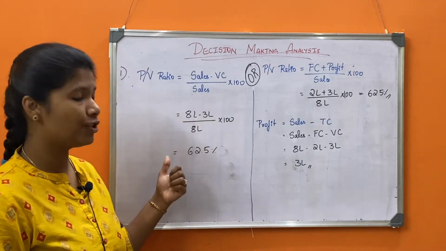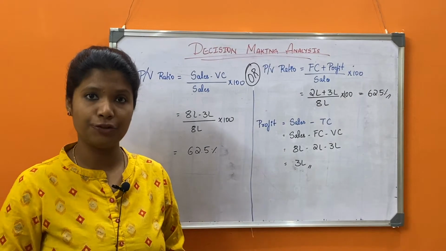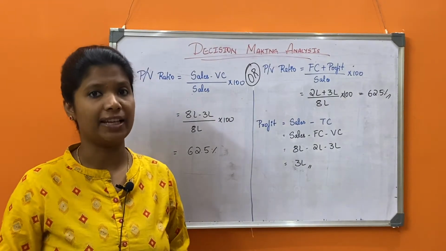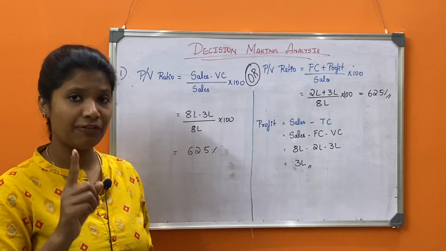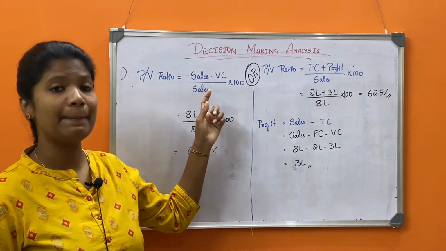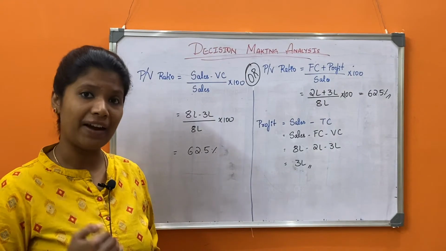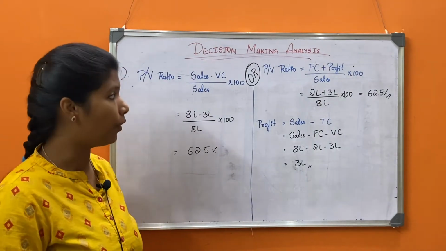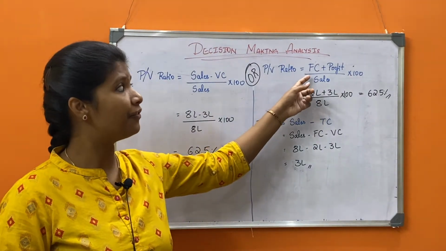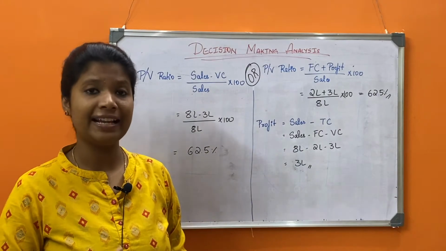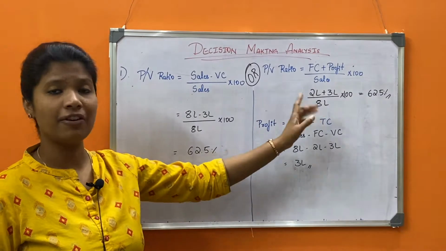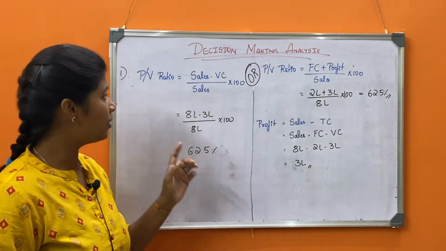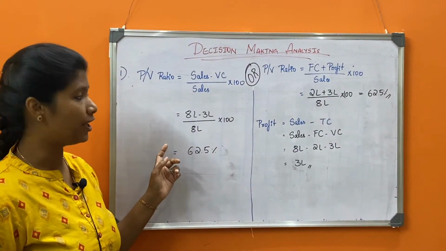So the first question, as we look at the screen, they've asked us to find out PV ratio. Okay, so there are two ways on which you can find out. The first method is sales minus variable cost divided by sales into 100, or you can also find out fixed cost plus profit divided by sales into 100. So there are two ways of finding out. Got it?